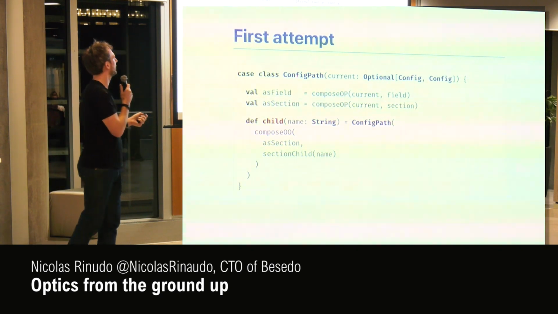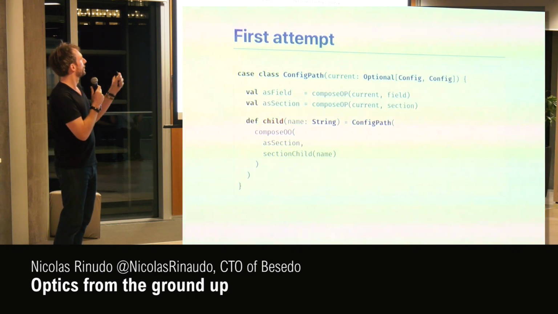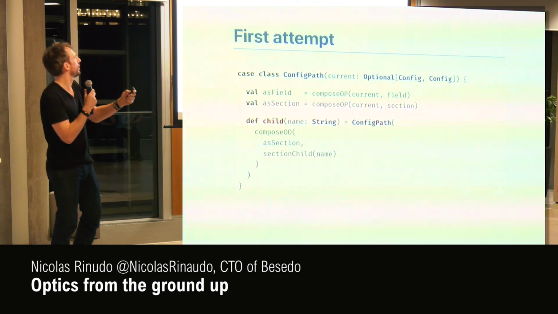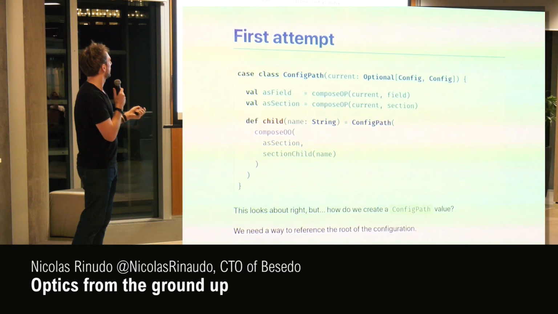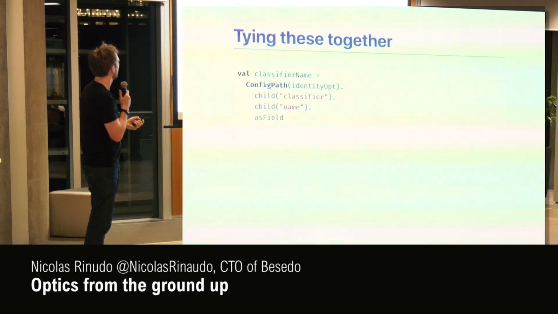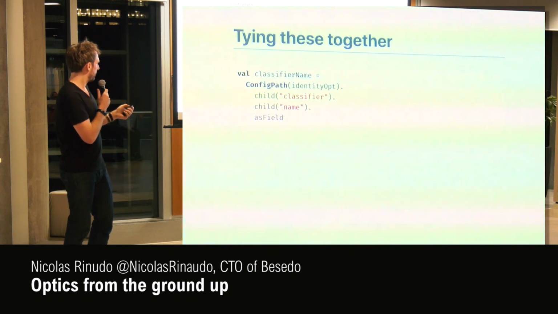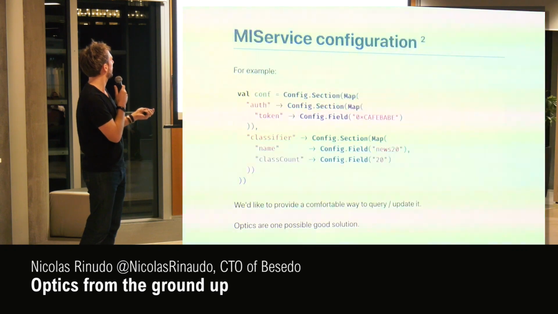Right, so the point of that config path thing is to allow you to get from a section to however deep you want by writing combinations of as fields and as sections, and or asking for a child. So, not very interesting. And this is how we'd write the config path for a classified name in the configuration that I wrote here.